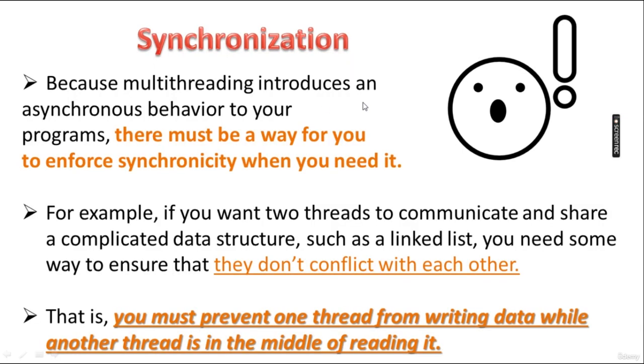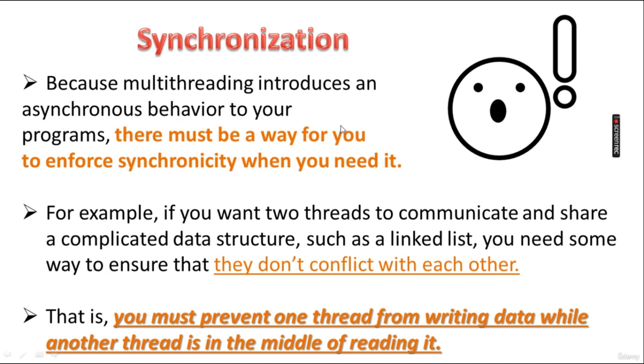Okay. Then synchronization. Because multithreading introduces an asynchronous behavior to your programs, there must be a way for you to enforce synchronicity when you need it. So there must be an understanding. What is synchronization? Understanding between two or multiple threads that exist in your program at the same time. So multithreading is introducing asynchronous behavior, and what we need is to enforce synchronicity.